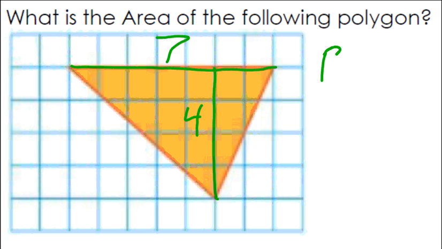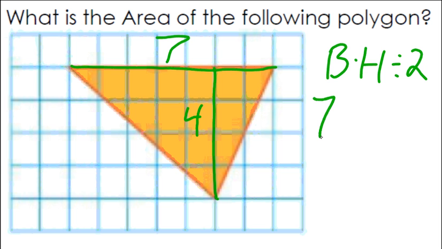So for a triangle, we have base times height divided by 2. So 7 times 4 divided by 2. 7 times 4 is 28. 28 divided by 2. And that's our area of the triangle. Again, though, the important part, the part we have to pay attention to, is making the 90-degree angles on those. Okay?